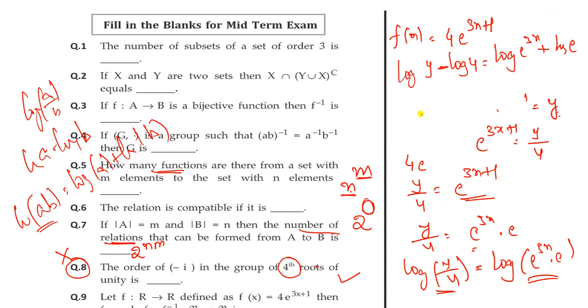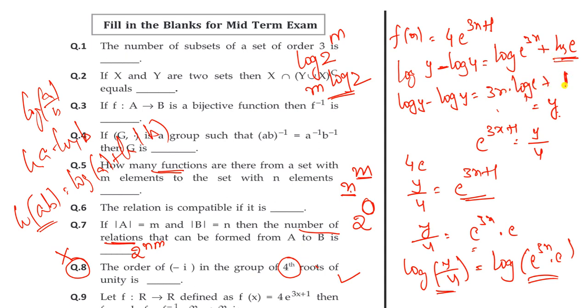Log y minus log 4 equals log e to the power of 3x plus log e, where the log e value is 1. And log a to the power of m means we can write it as m log a. So we can write 3x into log e plus log e, and log e value is 1. Again, log y minus log 4 equals 3x into 1, so 3x plus 1 we will get.